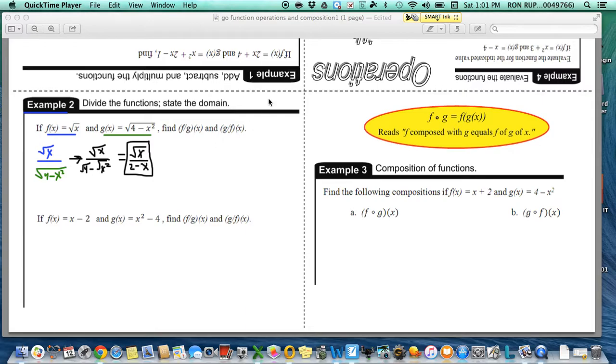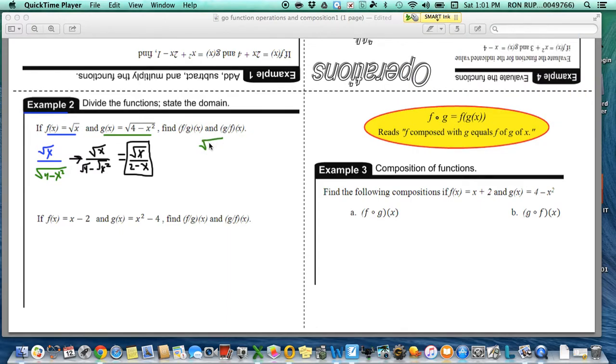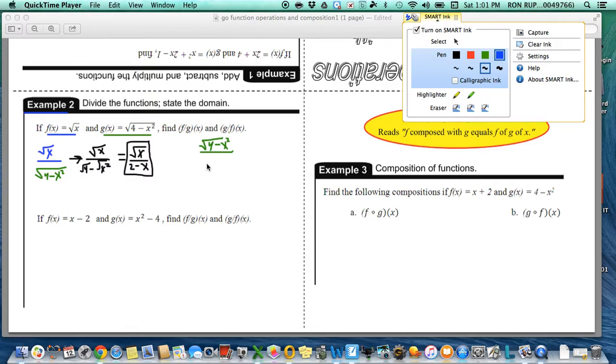This is great. Let's do the second one. f divided by g of x was this one. Let's do g divided by f of x. So we're going to flip the script, and we're going to start with green on the top instead. Square root of 4 minus x squared over square root of x.